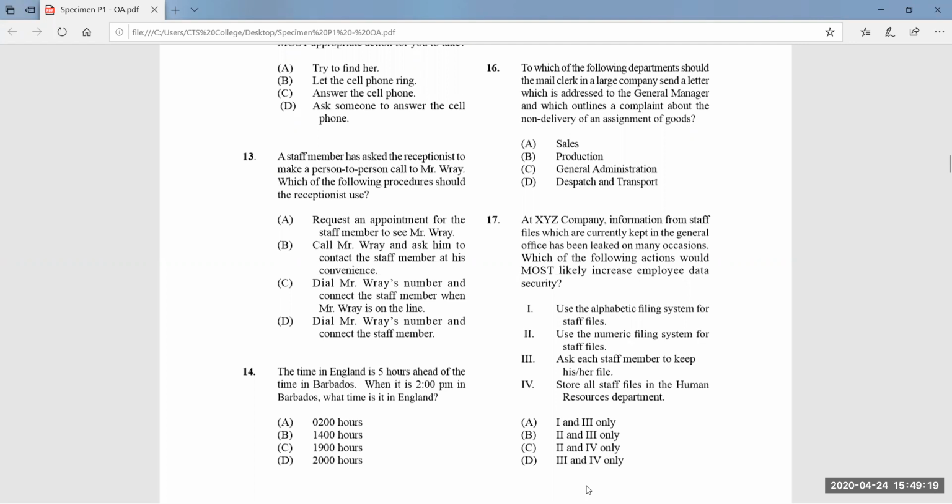Very good. And how did she come up with that? The time in England is 5 hours ahead of Barbados. So if it's 2 o'clock here, it's 2 o'clock plus 5 hours. 5 hours ahead of 2 o'clock would be what time? 7. Very good. 7 o'clock, right? And according to the 24-hour clock, 7 o'clock will be 1900 hours. Very good. Remember, we did that with the table conversion on page 179 of your textbook. Page 179 of your textbook.